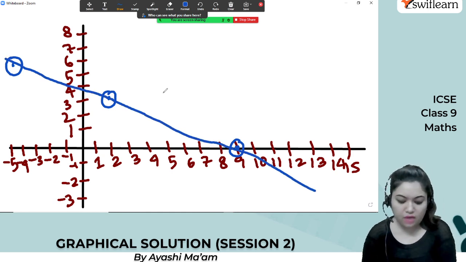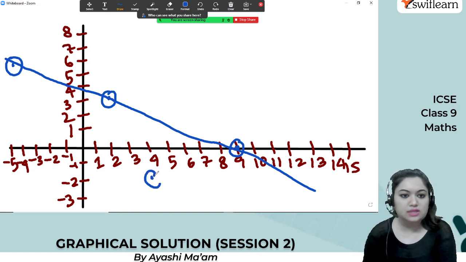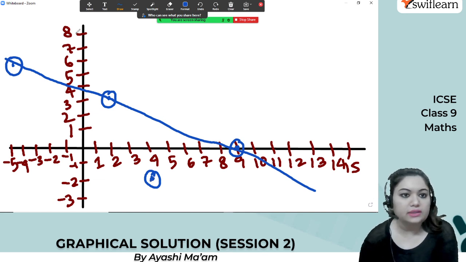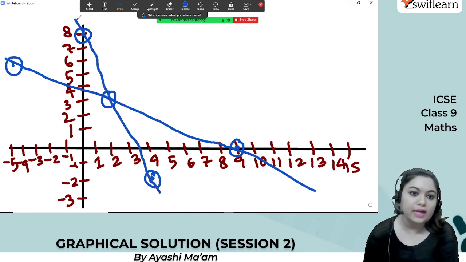Fine. For the other equation, we will get x equals to 2 and y is 3. That means this point again, and 4 and -2. So 4 and -2 is here. This is another point, and 0 and 8. That means this is another point, right? So now if you join this, you will get another straight line.